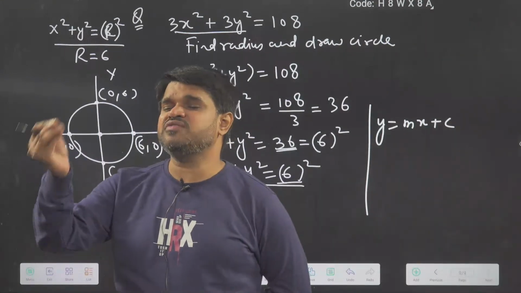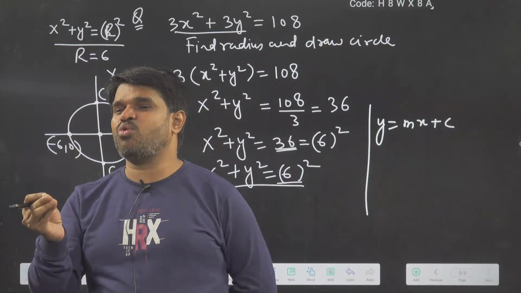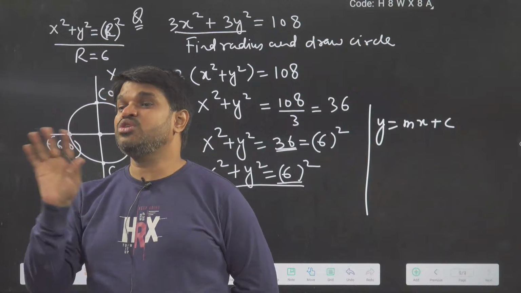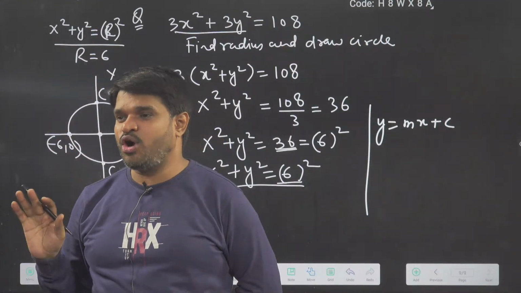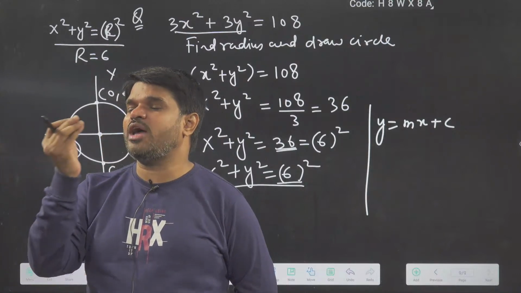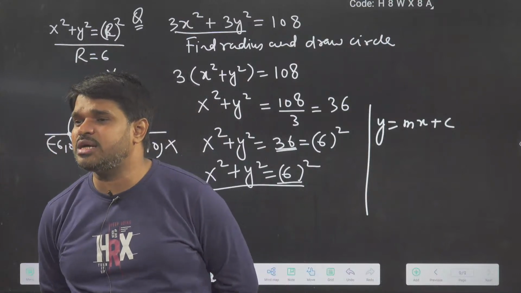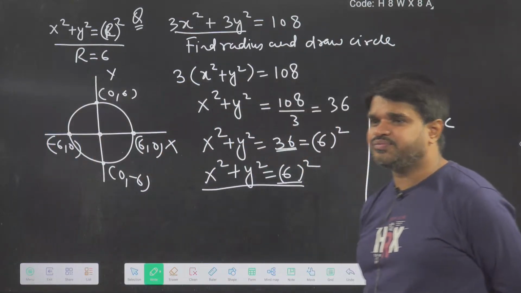What is the equation of a circle centered at the origin? x square plus y square equals r square. So if it does not come in square form, it is some other shape. Got my point? If it does not come in the form of x square plus y square, it might be some other shape. Okay. Clear up to here?